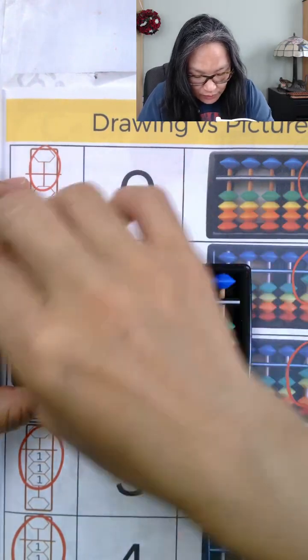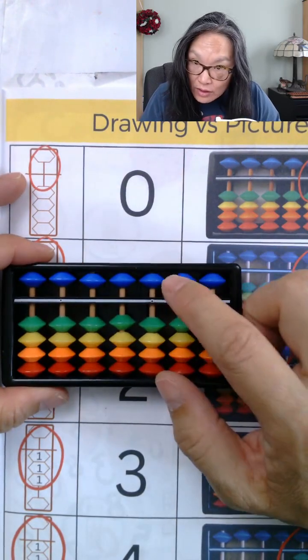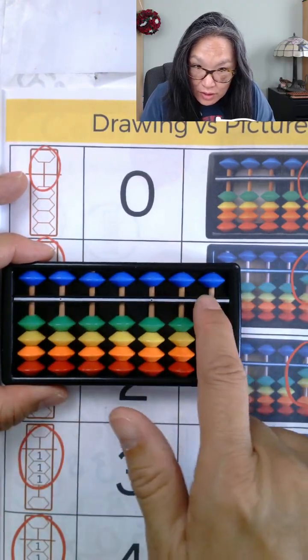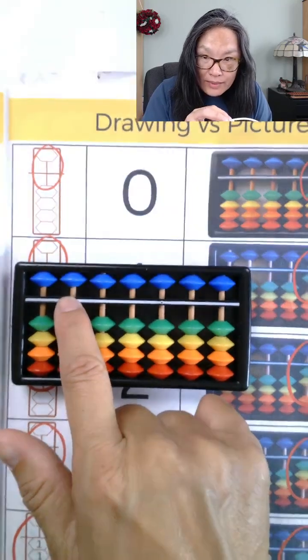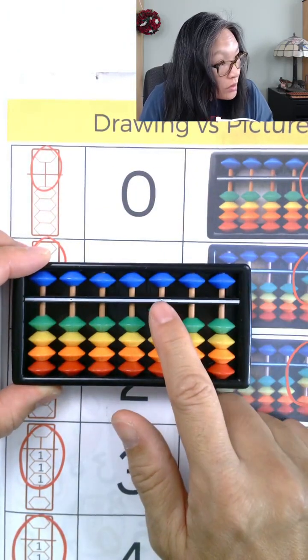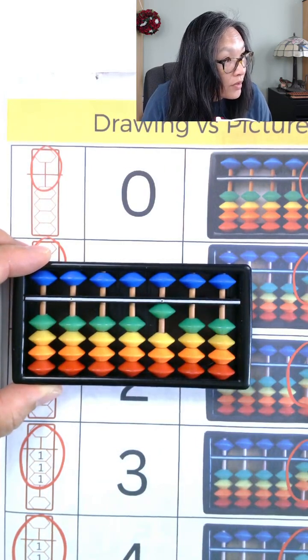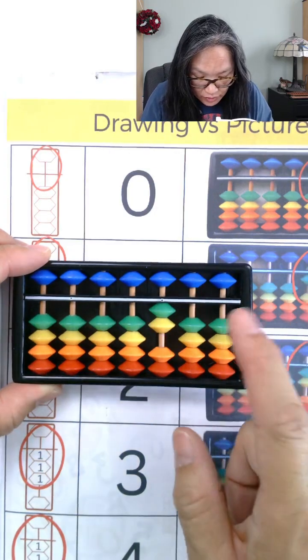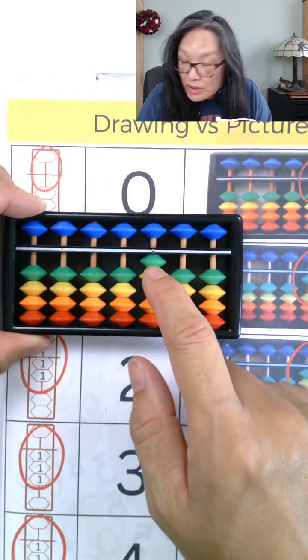What we're doing is we're reading the abacus. We have 0. 0 means that none of the beads are touching the horizontal bar. This is the horizontal bar, so they're not touching it. When one bead touches the horizontal bar, this is called 1. After 1, obviously, is 2. This is 2. How do we know? 1, 2. 2 beads, 2 items.